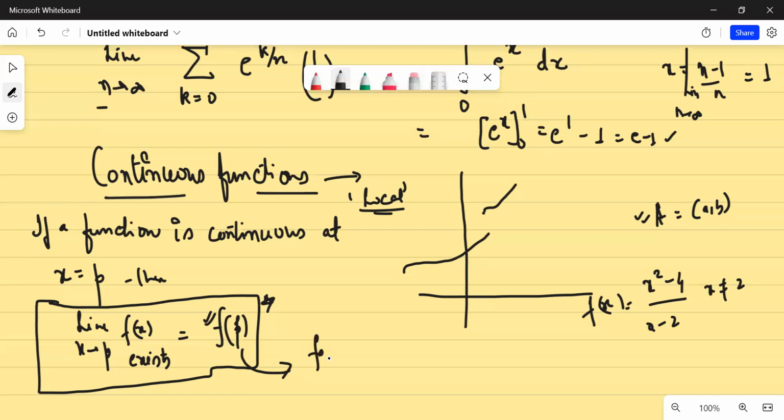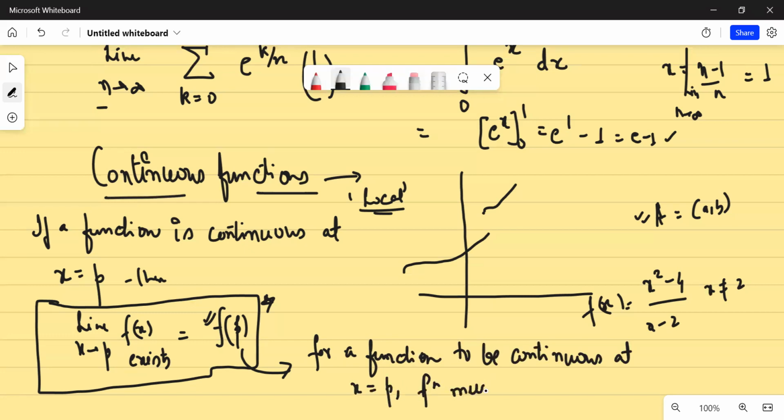So for a function to be continuous at point x equal to 3, the function must be defined at that point. Because if the function is not defined at x equal to P, then the function cannot be continuous at x equal to P. Is that clear? Yes, sir. Okay. This is point number 1.